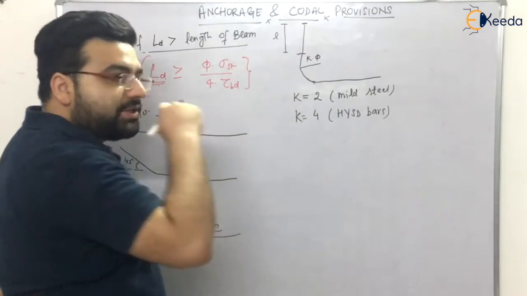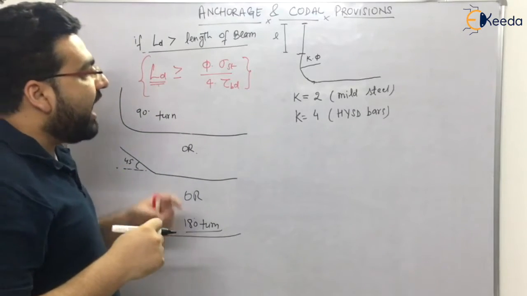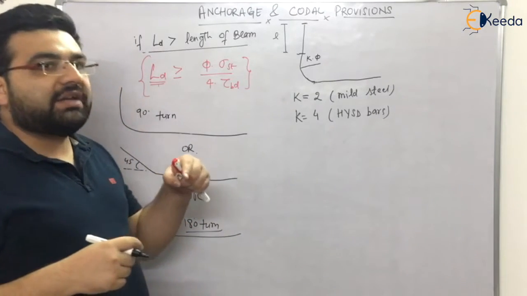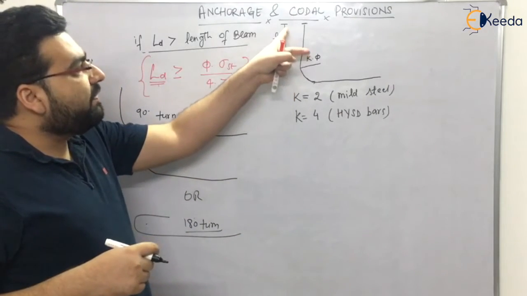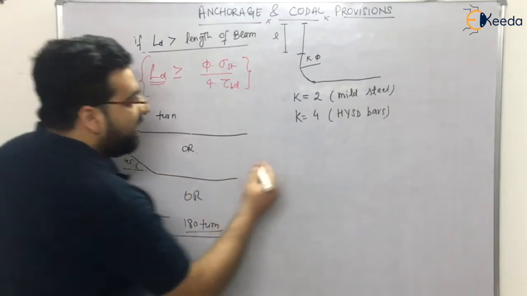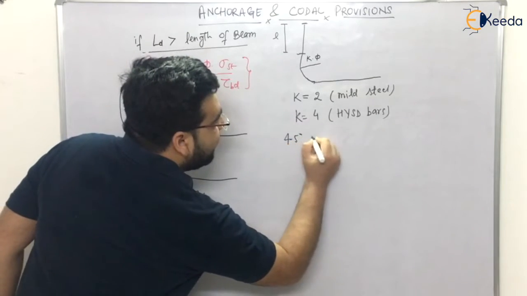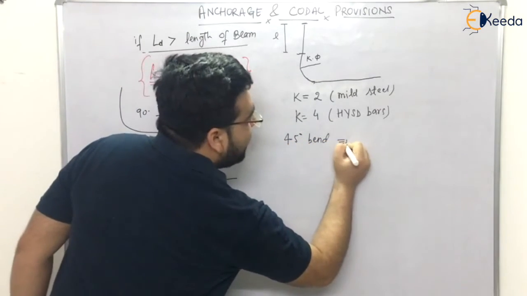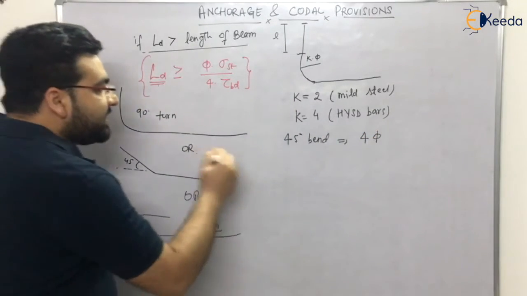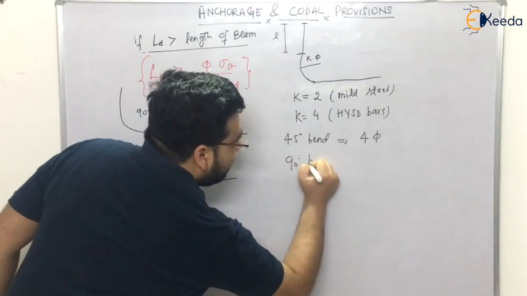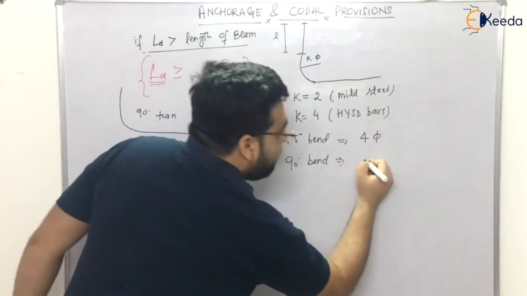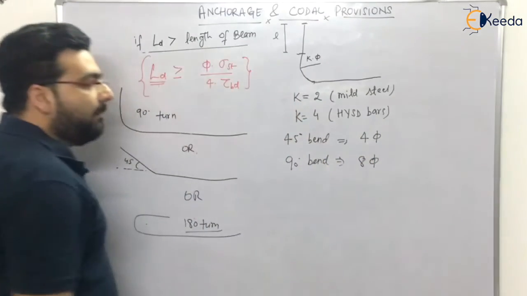Now how much should this distance be? The code says that for every 45-degree turn, I am again repeating, for every 45-degree turn, this value of anchorage length increases by 4 phi. It means that for a 45-degree bend, the anchorage length is 4 times the diameter of the bar. If this is a 90-degree bend, then it will be 4 plus 4, that is 8 times the diameter of the bar.